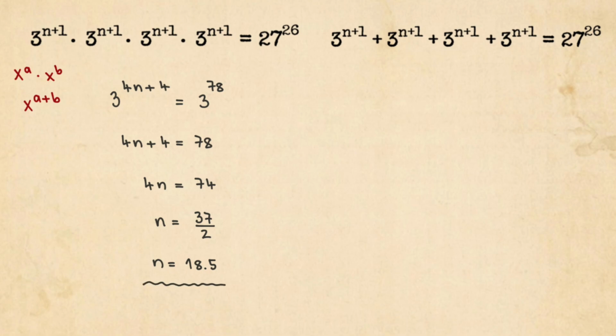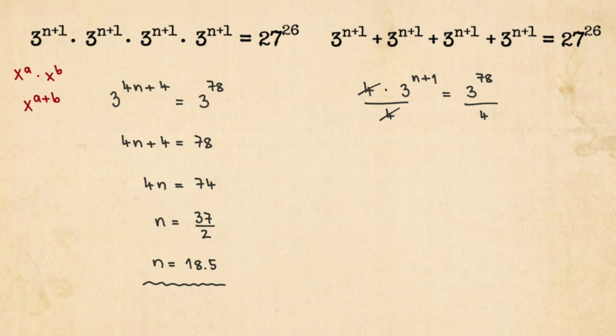Now for the very last equation, this is the trickiest one. We are adding the same term exactly 4 times. This can be rewritten as 4 times 3 to the power of n plus 1 equals 3 to the power of 78. We need to take a different approach here because there is nothing we can do with that 4 on the left side. So we divide each side by 4 and now we have 3 to the power of n plus 1 equals 3 to the power of 78 over 4. The result here isn't going to be as pretty as before.